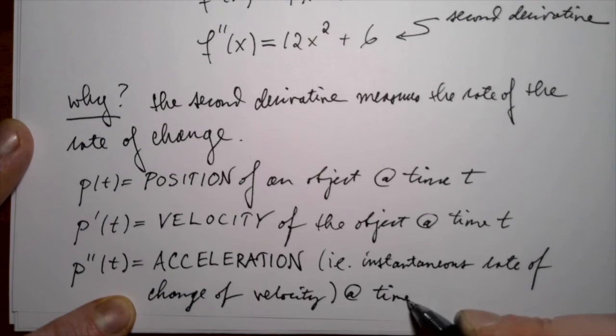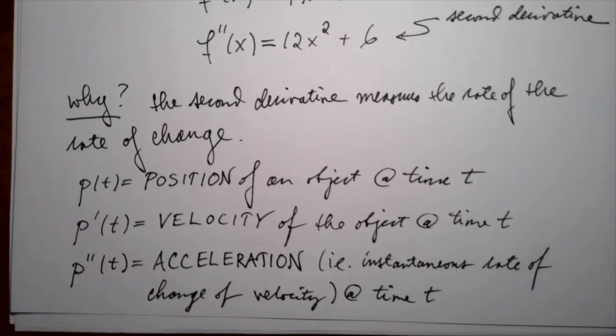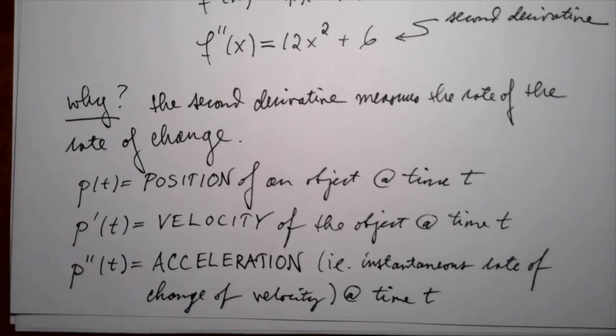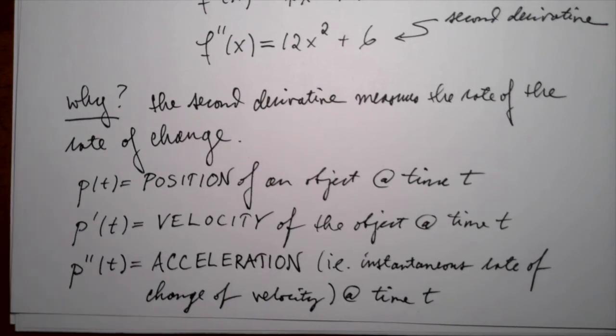And again, this is a function of t. We can evaluate it at different times to find the acceleration at those different times. So this is a really beautiful hierarchy of concepts. As we take derivatives, we go from position to velocity to acceleration.